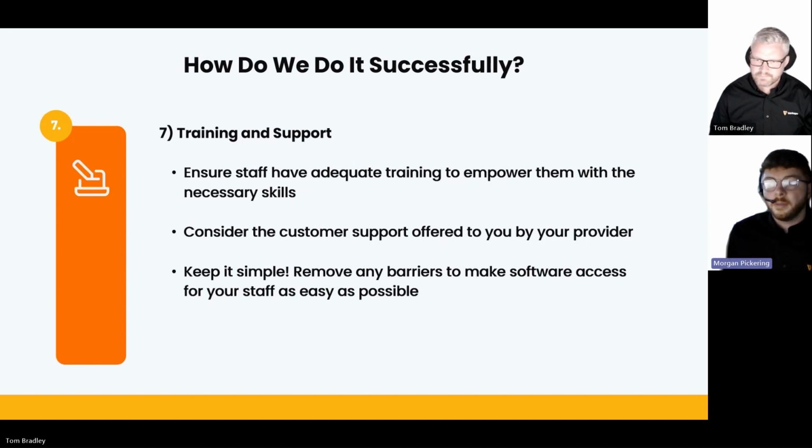And finally, keep it simple. Try and remove any barriers to the software. So for example, look for things like single sign-on so that your staff aren't having to remember multiple usernames and passwords, which is ultimately going to prevent them from getting into the software. Also look for software where certain functions such as data collection are as streamlined as possible.